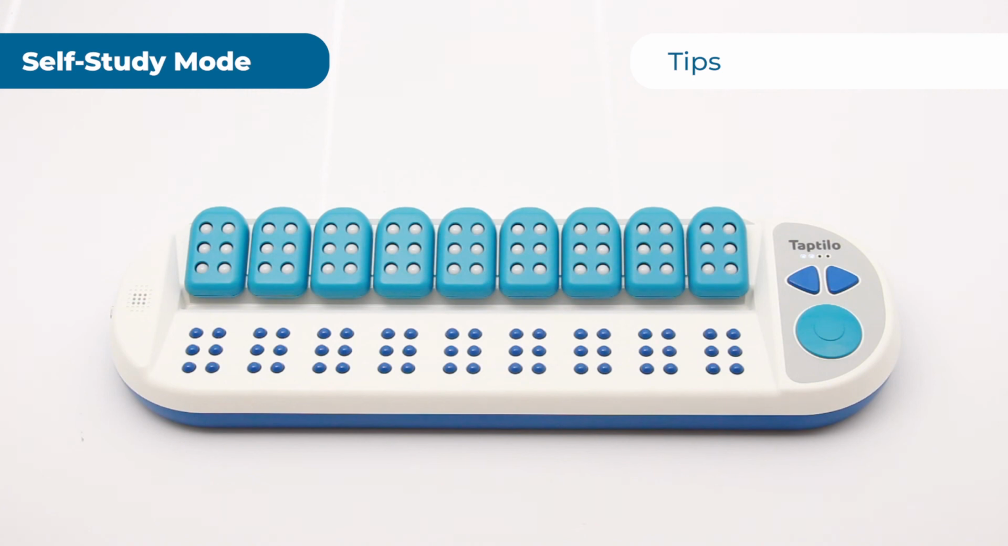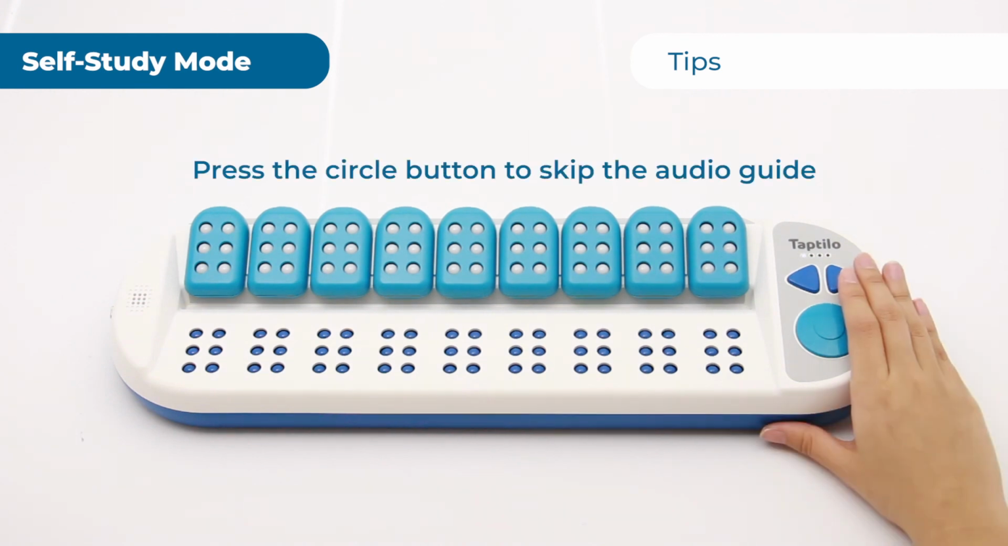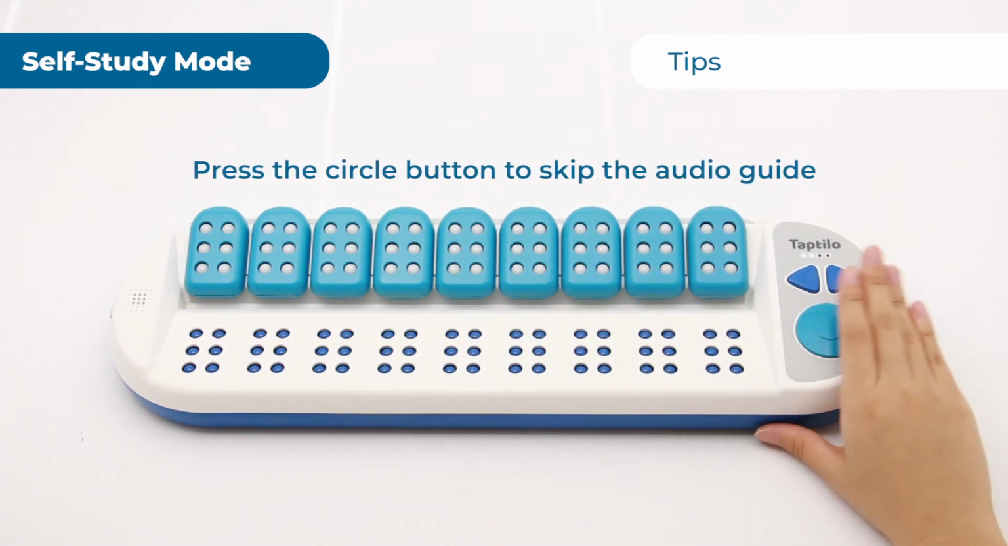Self-study mode. Read. Number. 0. Next tip, if you want to skip the audio guide while it's playing, just press the circle button.